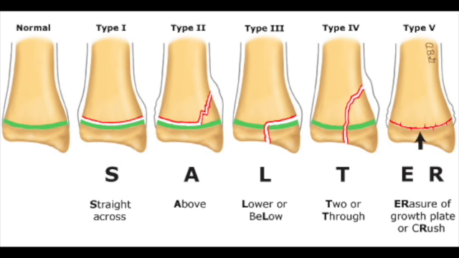Salter-Harris classification of fractures, very important. Type 1 is isolated growth plate fracture, which may look normal. It has the best outcome. A type 2 is growth plate fracture plus fracture of the metaphysis, which also has a good prognosis. And type 2 is also the most common type of all Salter-Harris fractures.